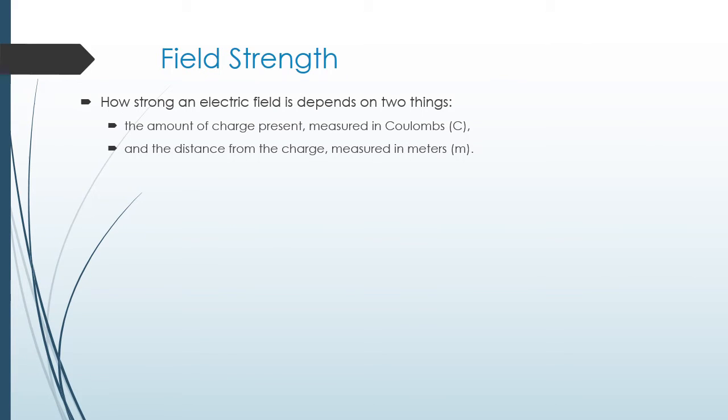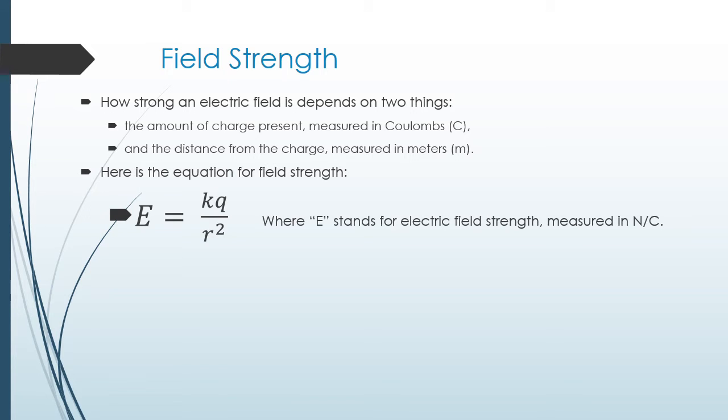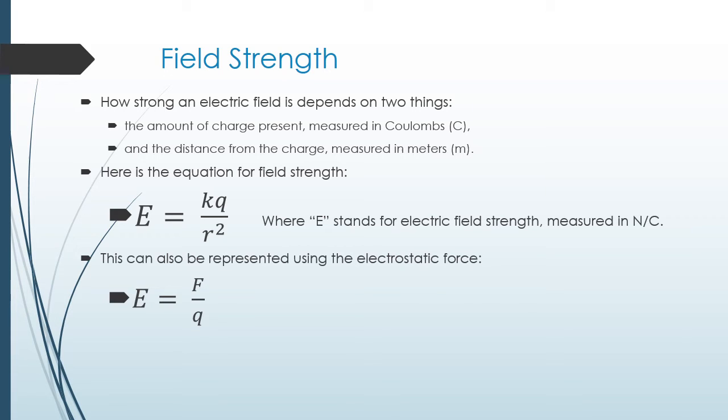How strong an electric field is depends on two things: the amount of charge that's there, measured in coulombs, which is C, and the distance from the charge, measured in meters, which is M. And the equation is E equals kq over r squared, where E stands for the electric field strength measured in newtons per coulomb. There's another way of representing this, and that's the electrostatic force divided by the charge.